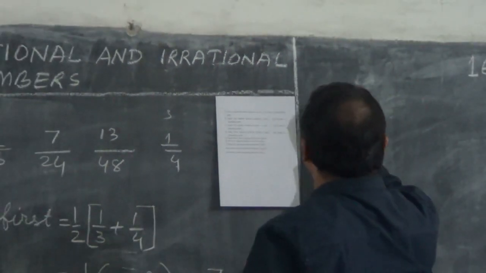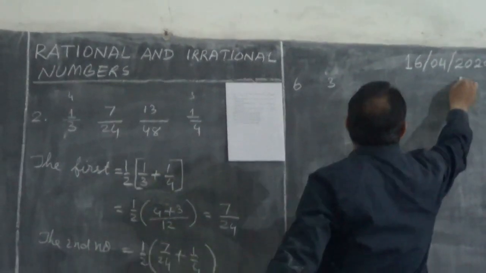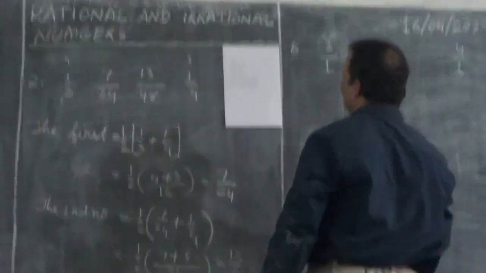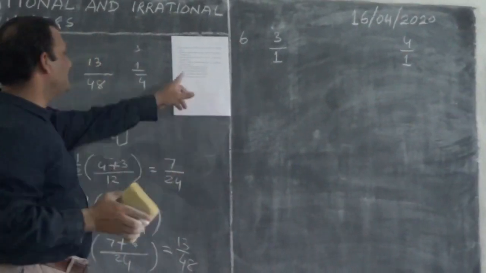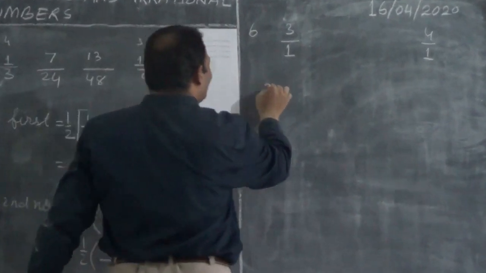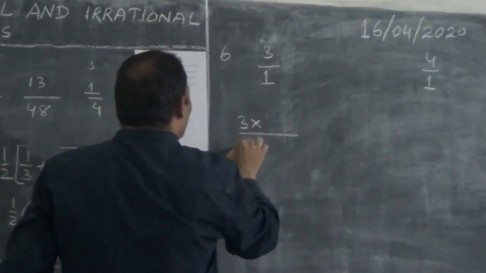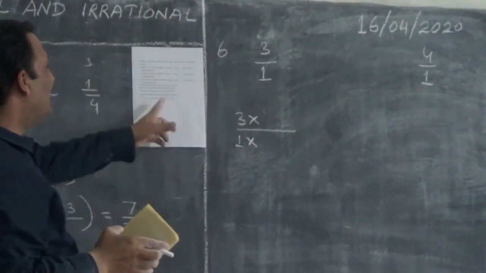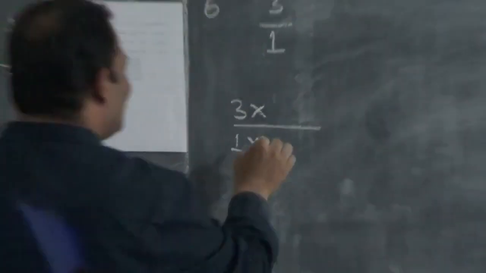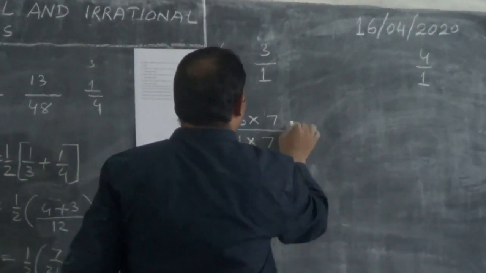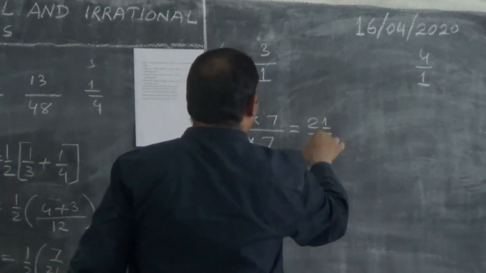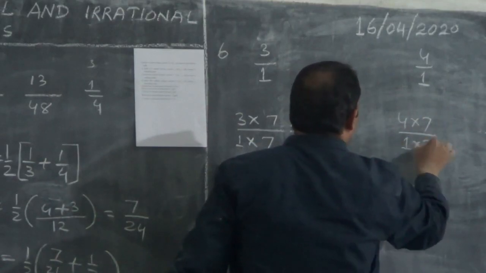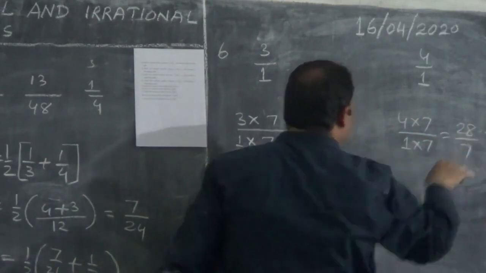Question number 6 you see, 3 and 4. 3 means 3 by 1, 4 means 4 by 1. We want to find 6 rational numbers. So I have to multiply 3 into 1 into n plus 1. N plus 1, how many? 6. 6 plus 1, 7. So 7 into 3, 21 by 7. And here 4 into 7 by 1 into 7, 28 by 7.